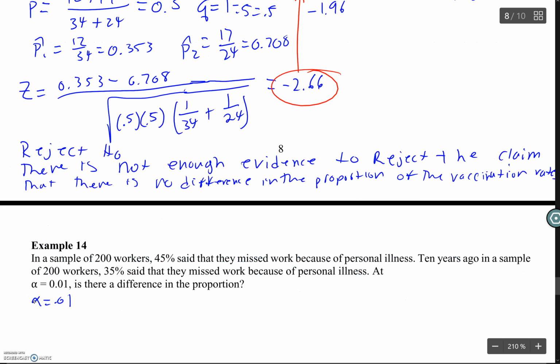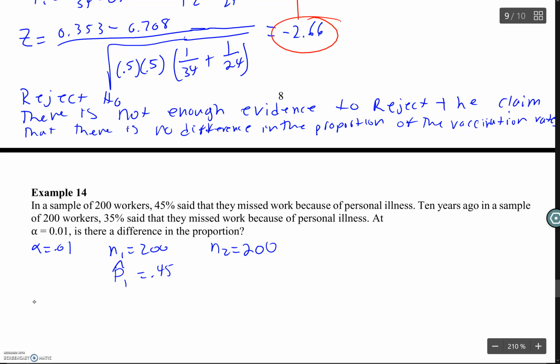Here, n is going to be 200 for n1. N1 is 200. What's 45%? Which P? P hat 1. This is my sample. And N2 is? All right. And what's 35%? P hat 2, because it's also based on a sample of workers.